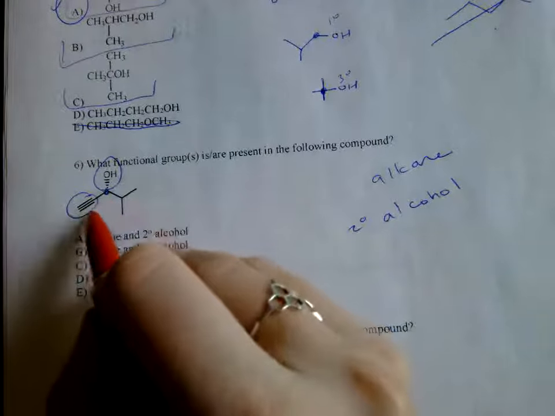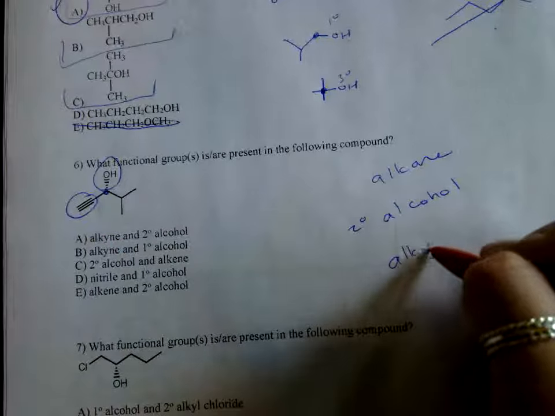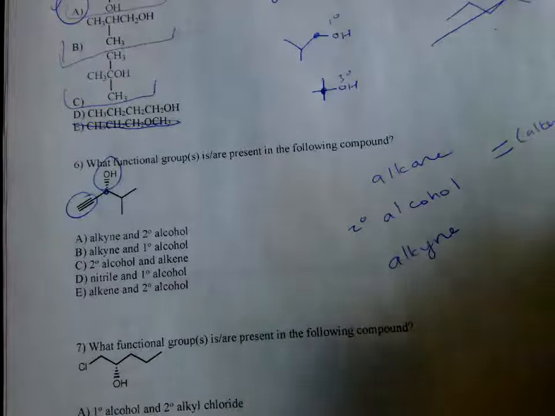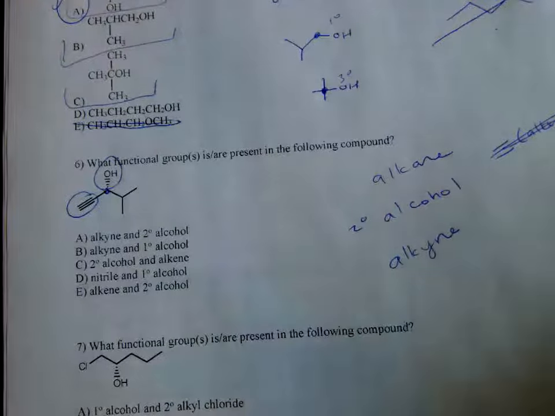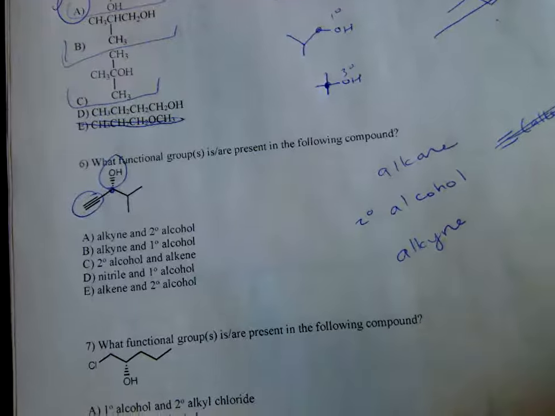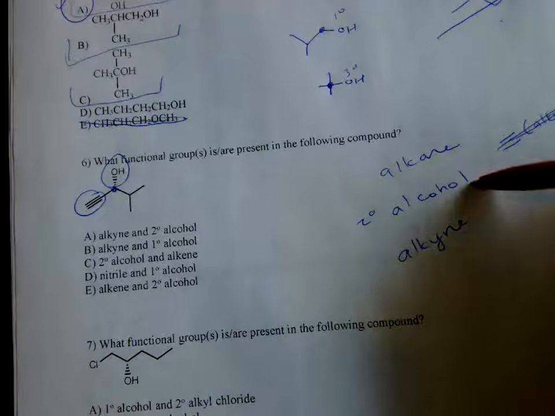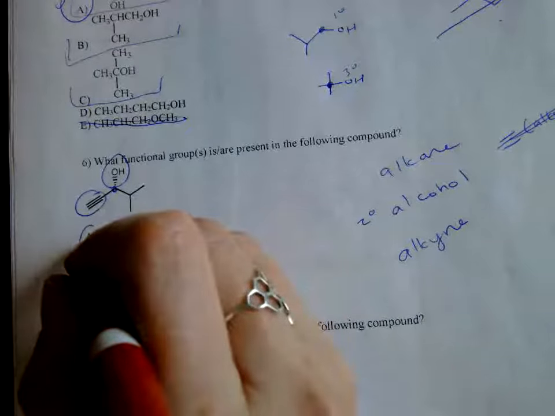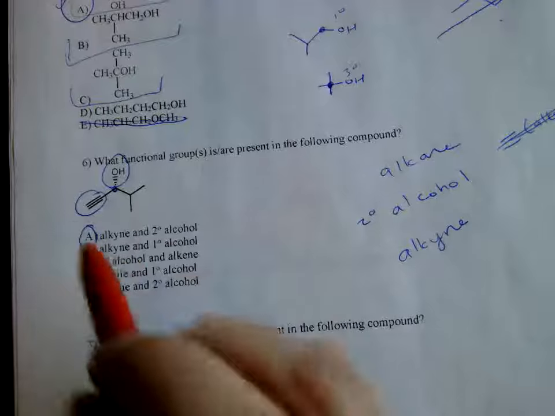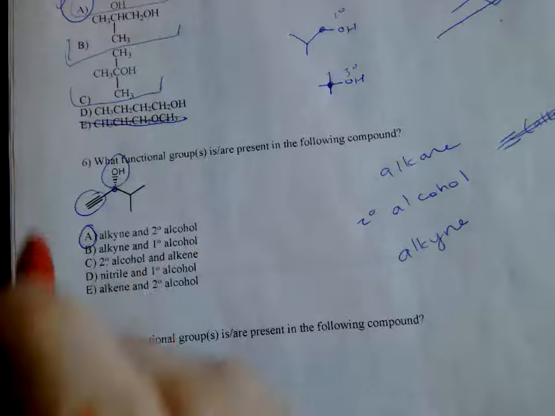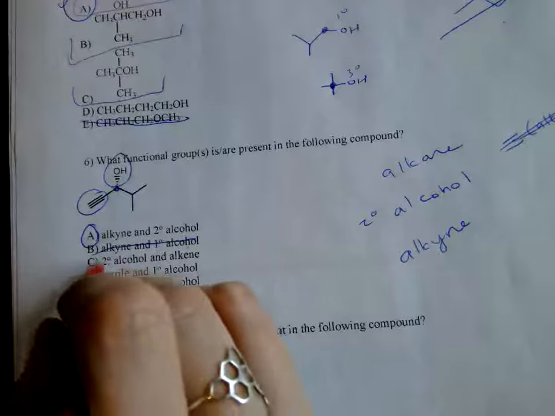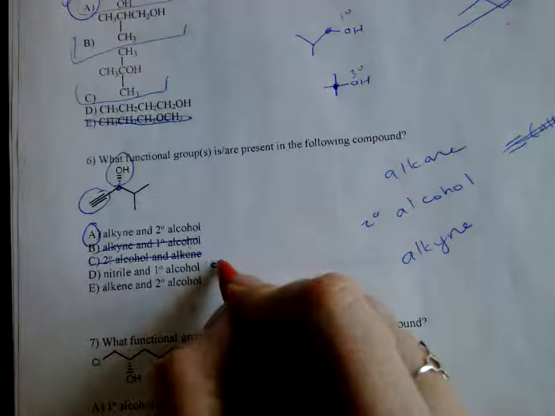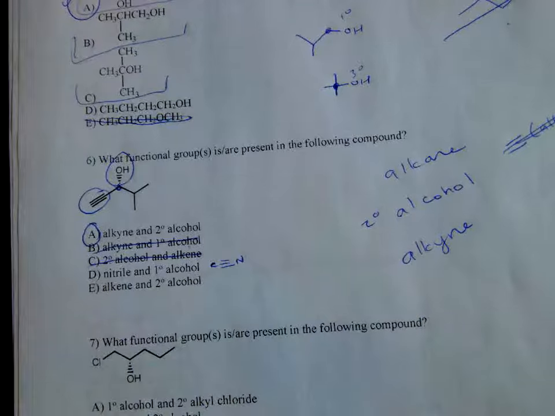And then a carbon-carbon triple bond is called an alkyne. The carbon-carbon double bond is an alkene, but we don't have one of those. I just wanted to remind you. Okay, so what we're looking for is an alkyne and a secondary alcohol. So alkyne and secondary alcohol, answer choice A looks right. Alkyne and primary alcohol, well, we know it's not primary. An alkene is a double bond, so that can't be right. Nitrile is a different functional group that looks like this.